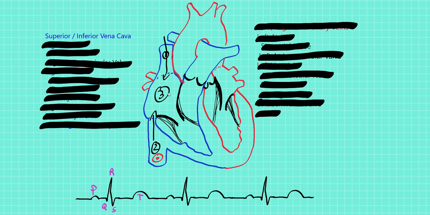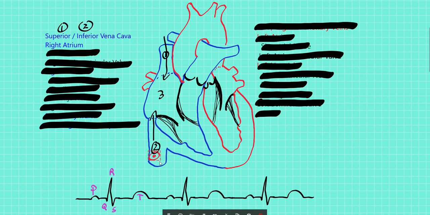I'm just writing in number 3. 1 would be superior vena cava, 2 would be the inferior vena cava. And structure number 3 is the first chamber of the heart. It's called the right atrium. It's on the right side. That blood cell, it's not this big, by the way.